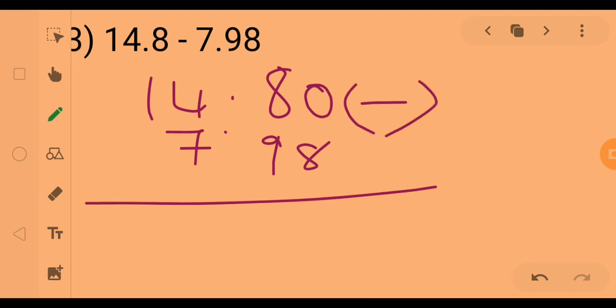14.8 minus 7.98. In the second number there are 2 decimal places. So let's give 2 decimal places for the first number also, that is after 8 we can give a 0. Then now we can subtract.